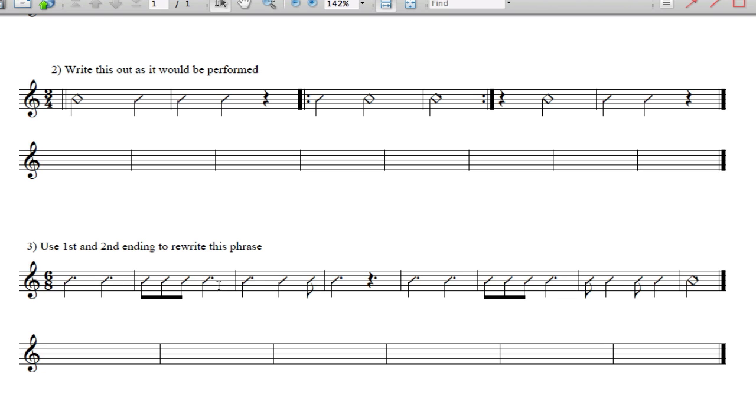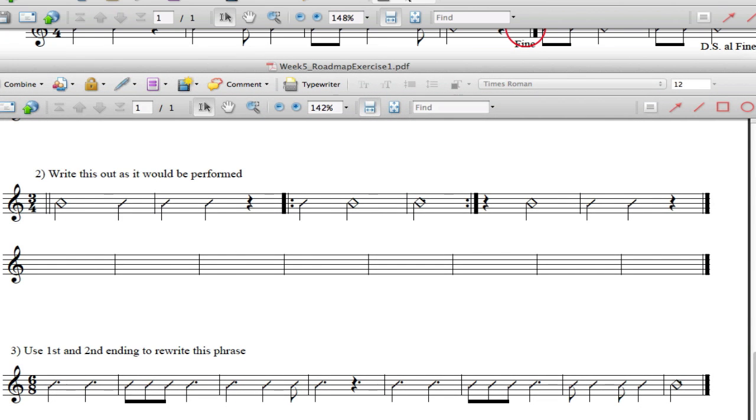So you're looking for a section that can be repeated, and then you're looking for 2 sections at the end of each repeated section that are different. And when you find the first section that's a little different, that's going to be your first ending. And when you have something different, you're going to encounter your second ending or put your second ending.